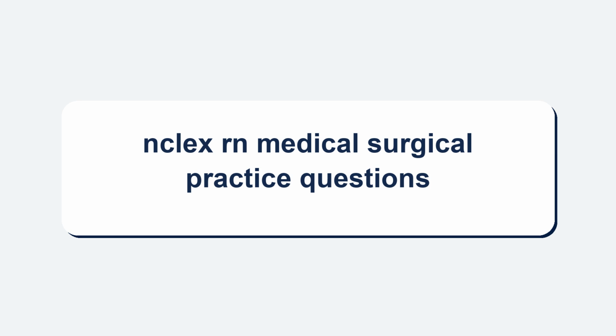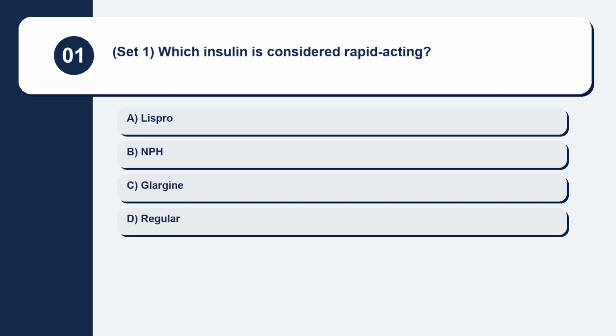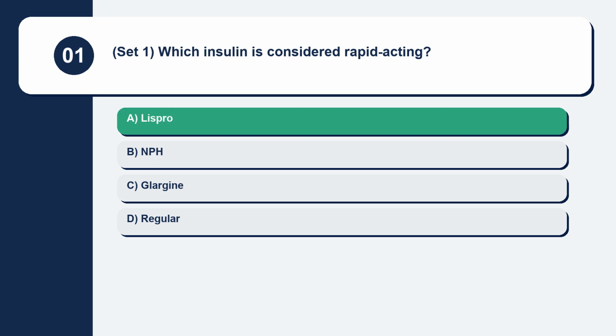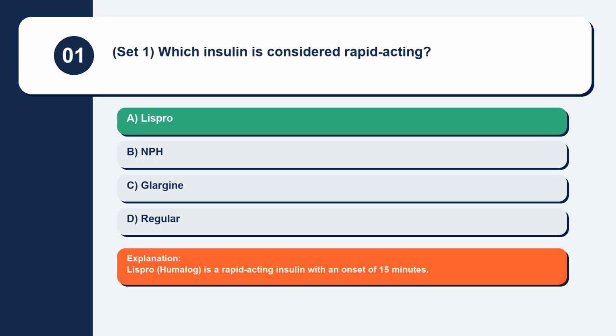NCLEX RN medical surgical practice questions. Question 1. Set 1. Which insulin is considered rapid-acting? Lispro, NPH, Glargine, regular. Lispro, Humalog, is a rapid-acting insulin with an onset of 15 minutes.